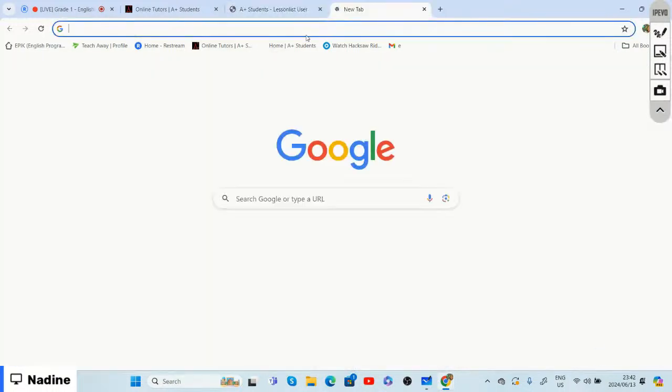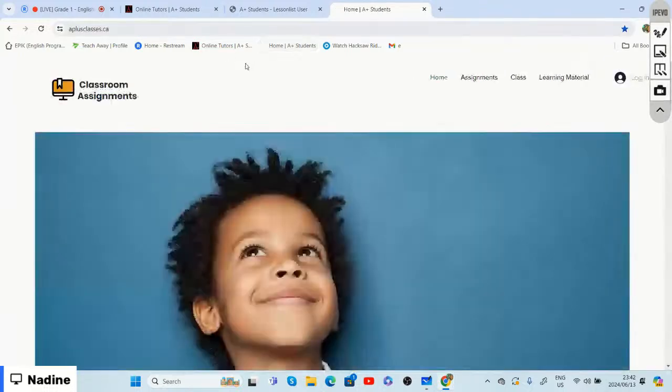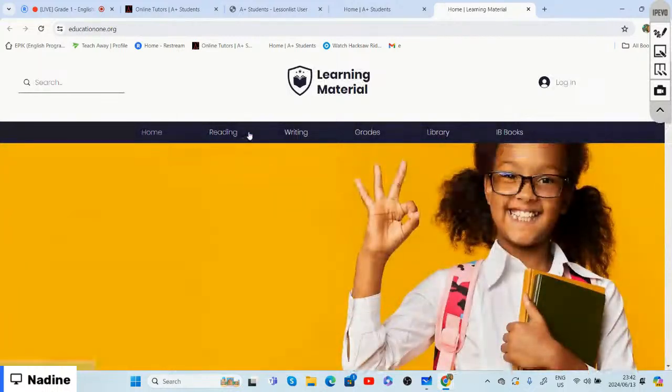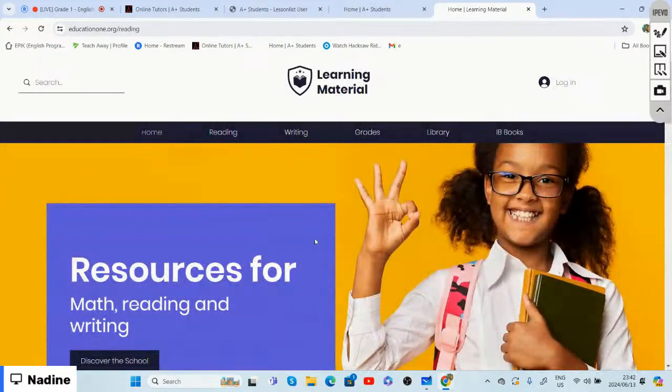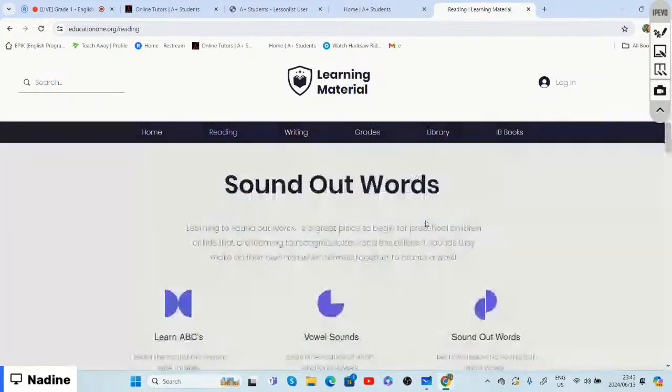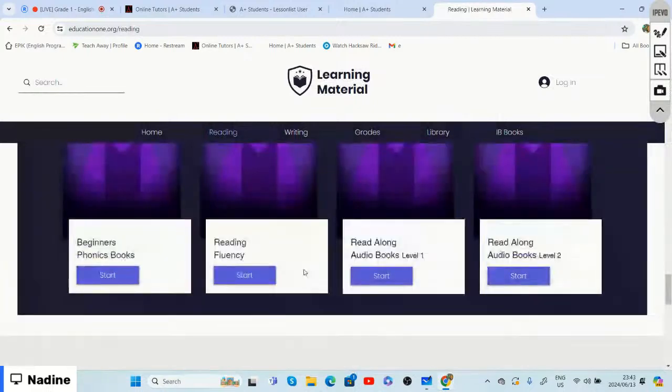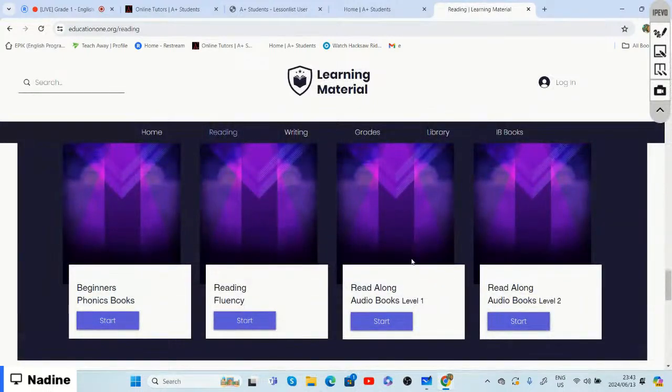All right, so now we're going to A plus students.ca, and we're going to learning material. Let's go to reading. Going to press on reading, and then you're going to scroll right down until you get these three purple boxes. The first one is beginners phonics book. Then the second one is reading fluency. We're going to the third one, which is read along audiobook level 1.